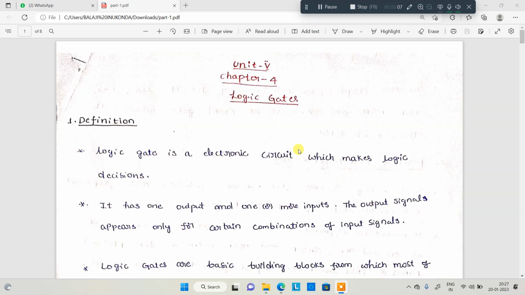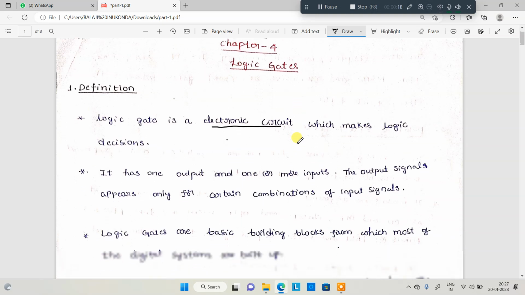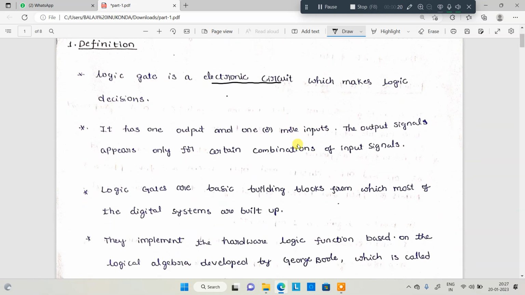First of all, see the definition of a logic gate. A logic gate is an electronic circuit. In the case of logic gates, we have one output and one or more inputs. Only one output is present, and one or more inputs are present for the logic gates. We'll see what exactly the gates are. The output signal appears only for a certain combination of input signals.